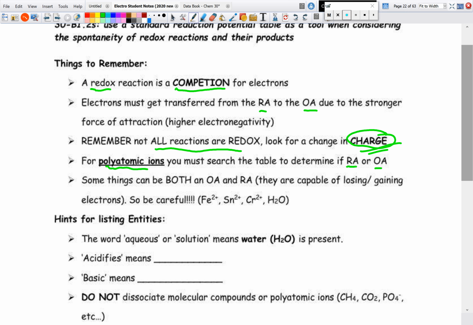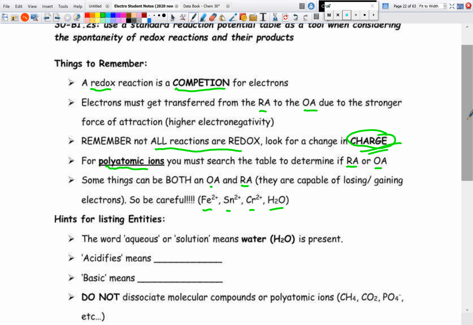So there are a handful of things that can be oxidizing agents and reducing agents as well, so you do have to be careful about, of course, when you find them, but there's only 4 on our charts, which is iron 2 plus, tin 2 plus, chromium 2 plus, and of course water. So that means when we're predicting redox reactions, we're finding oxidizing agents and reducing agents. If you do see any of these right here, just be aware that they do show up twice.